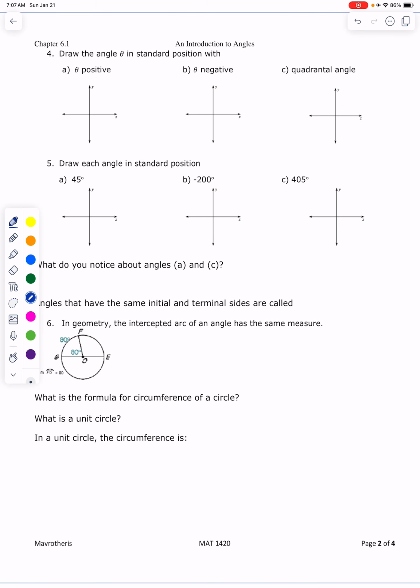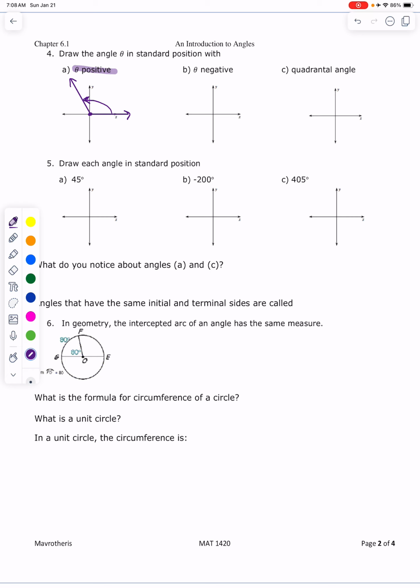We want theta in the positive direction here. So we want a positive theta. We are going to start with our vertex at the origin. We are going to extend our initial side along the positive x-axis. And then our angle just needs to move in that counterclockwise direction to the terminal side. So here we have a positive theta starting at that initial side, rotating in the counterclockwise direction.